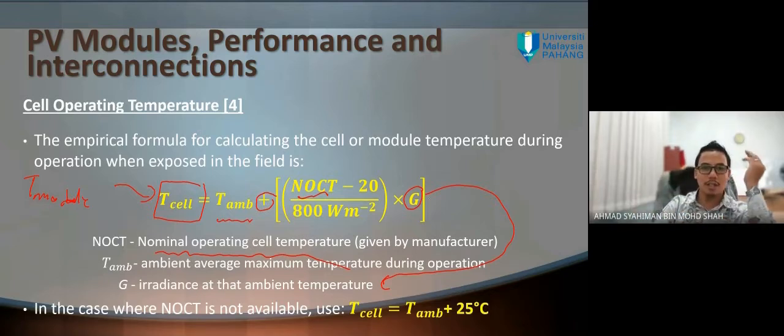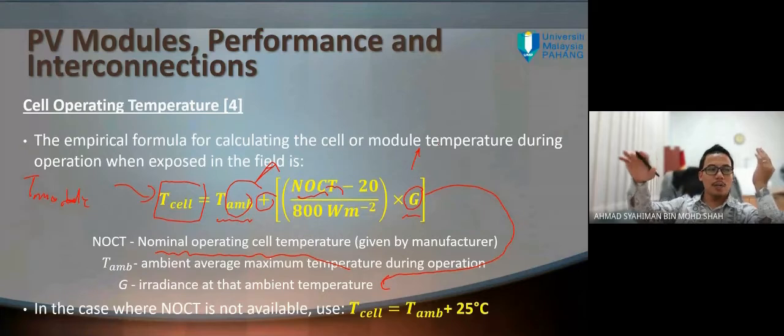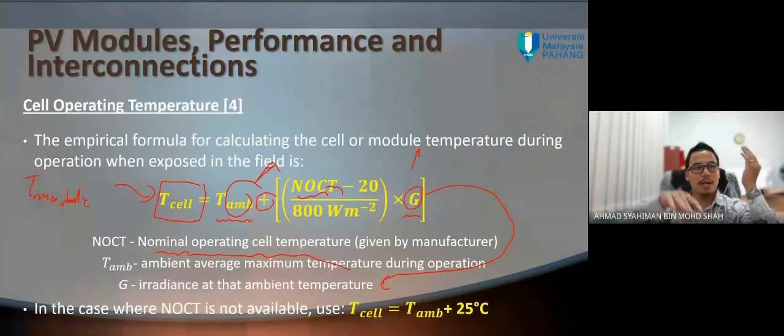Kan? Logik lah kan. Sebab kenapa? T ambient ni tambah. T ambient tambah. Lepas tu irradiant pun tengah hari lebih panas. Lebih terik. Dia akan getting bigger lah. So the T cell temperature will rise. Okay, will rise during the midday lah.